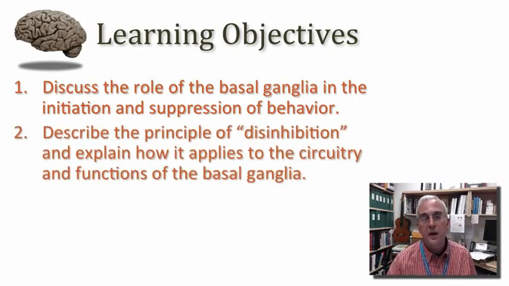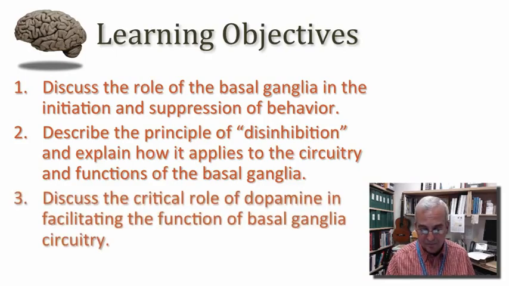I want you to understand the important principle of disinhibition, which is played out all over the nervous system, but here in the basal ganglia it's especially critical for understanding how this circuitry works. So I want you to be able to explain how this concept of disinhibition applies to the circuitry and to the functions of the basal ganglia. And I want you to be able to discuss the critical role of dopamine in facilitating the function of these basal ganglia circuits, because as I hope to impress upon you, dopamine really makes the basal ganglia function. It facilitates the balance of activity that's essential for the role of the basal ganglia in the modulation of movement.